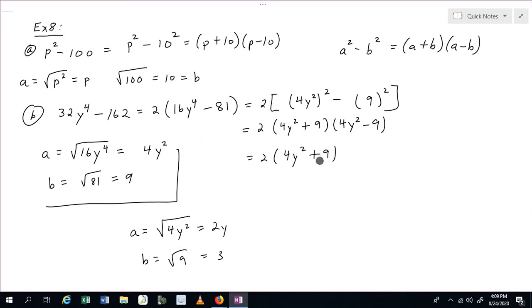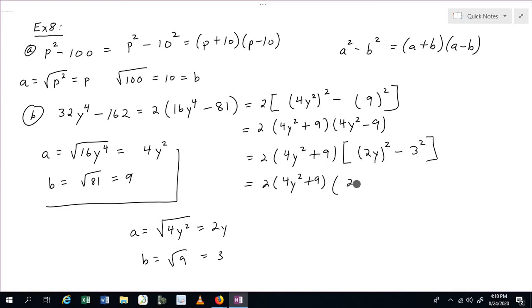Now remember, the sum of squares never factors, right? This is not factorable. But the difference of squares does. And so this is actually the difference of squares, right? 2y squared minus 3 squared. Okay? And so let's factor that.